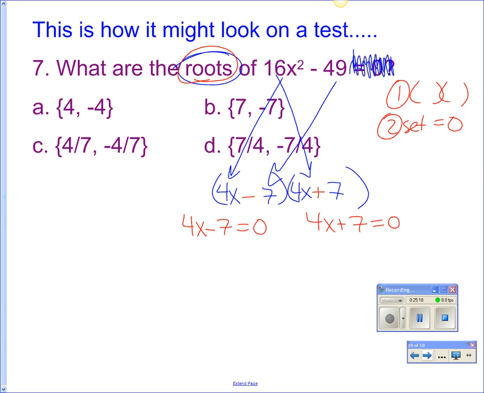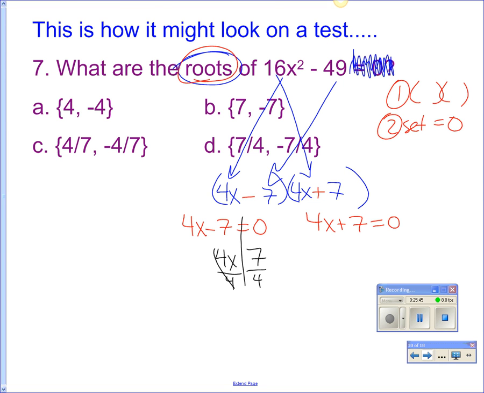All right, you know how to do these. This is not anything new. I draw my line. What moves to the other side first? Thank you. Negative 7 moves over here and it becomes a positive 7. I have to do one more thing here. I have to divide by 4.